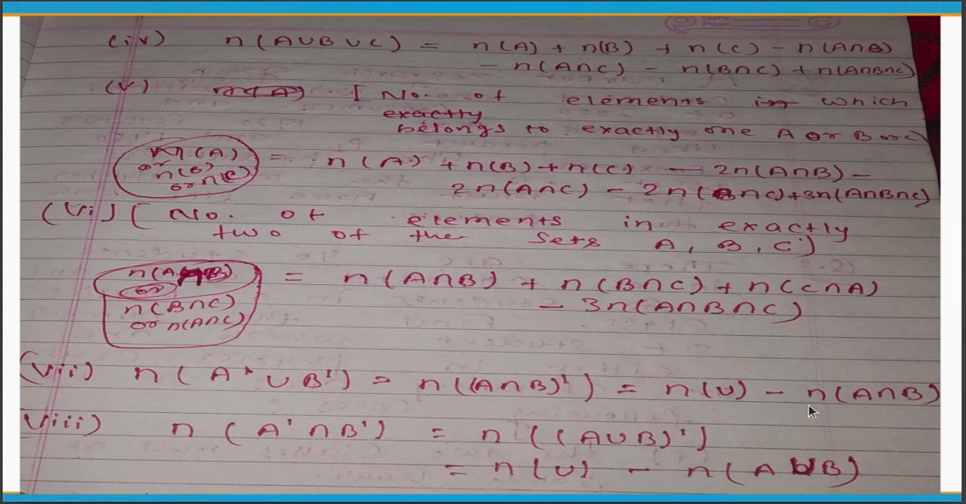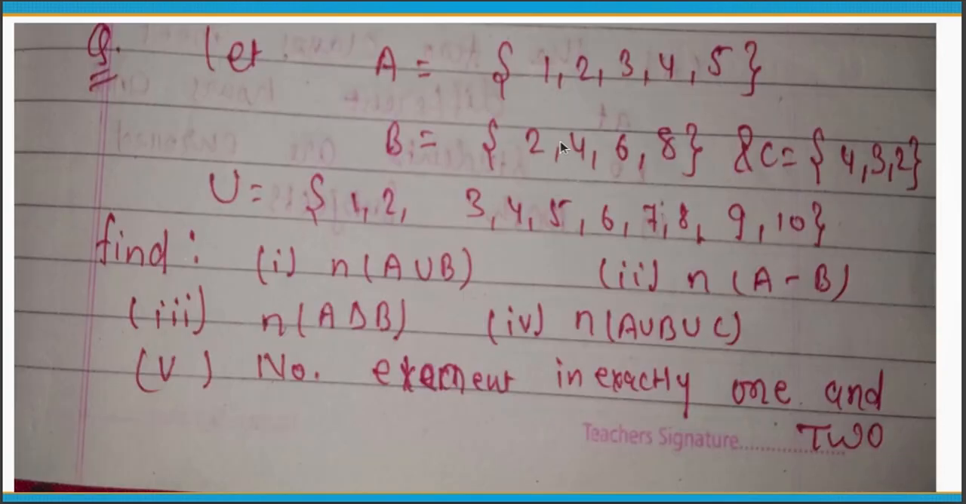Number of A complement union B complement equal to number of (A intersection B) complement, equal to number of universal set minus number of A intersection B. Number of A complement intersection B complement equal to number of (A union B) complement, which is number of universal set minus number of A union B.